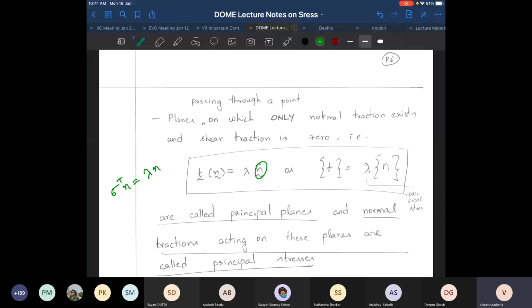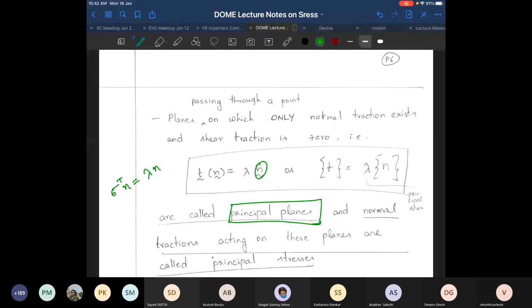That will be 0. So the shear component will be 0. Such planes on which the traction vector is along the normal are called principal planes. They play a very important role. So planes passing through a point on which you do not have any shear component of stress are called principal planes, and the normal traction acting on such planes is called the principal stresses.